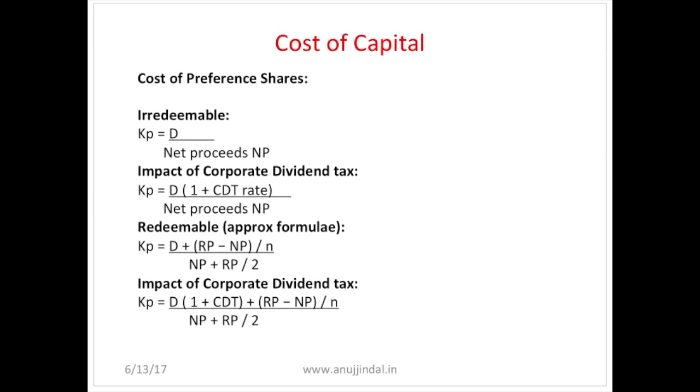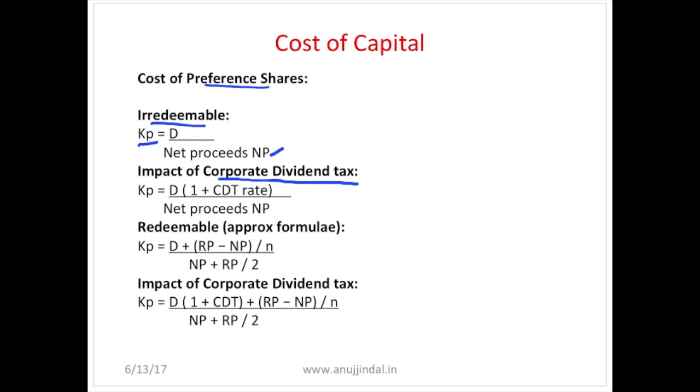Next is cost of preference shares. We have already discussed cost of debt, now let's come to cost of preference shares. In case of irredeemable, the cost of preference share, which is Kp, is D, which is the dividend, divided by net proceeds, which is the money received by the firm on issuing a certain number of preference shares to the investor. Next is the impact of corporate dividend tax.